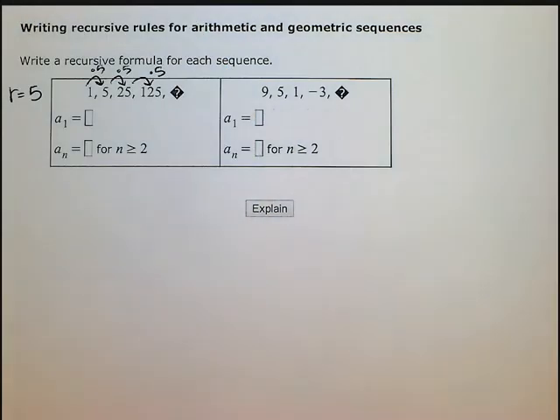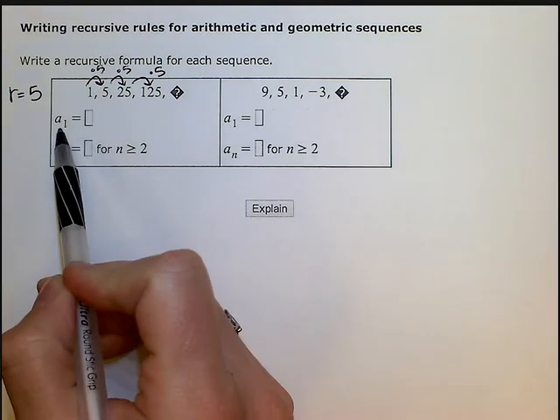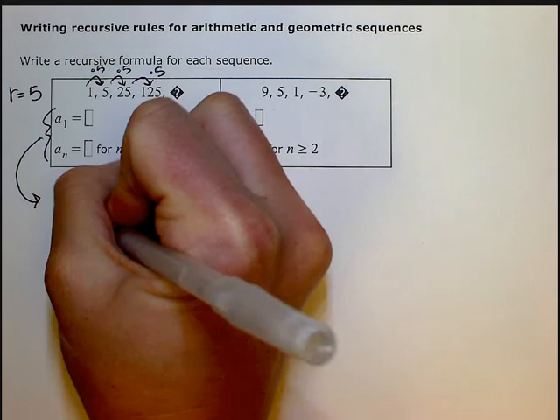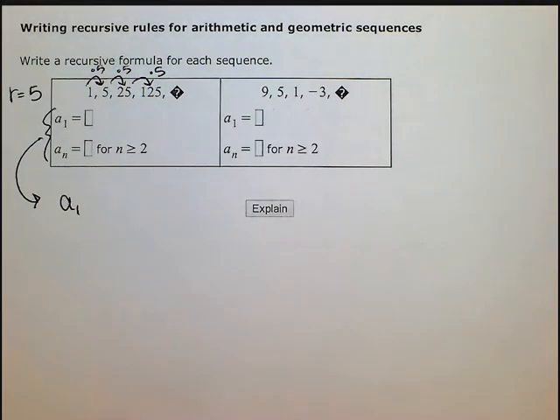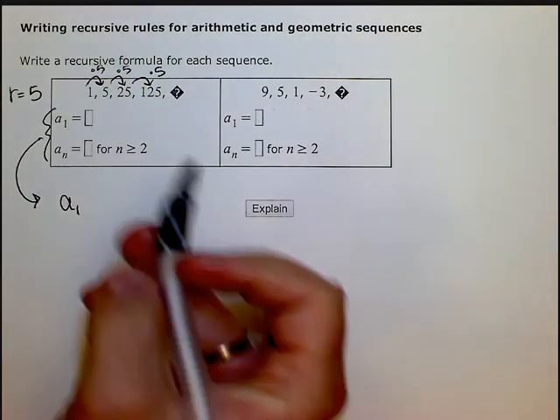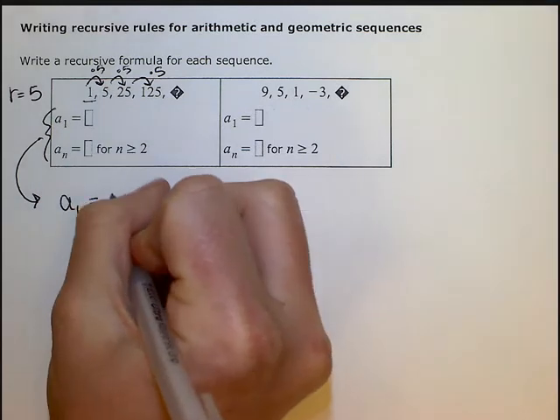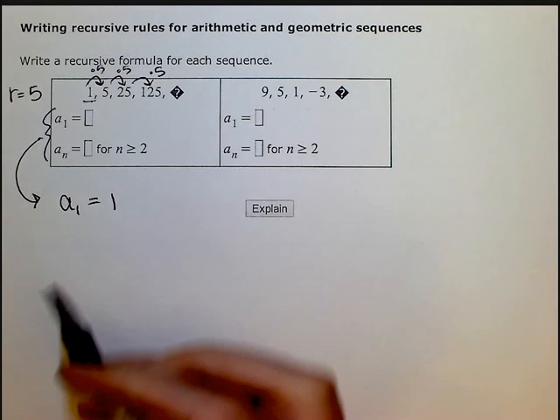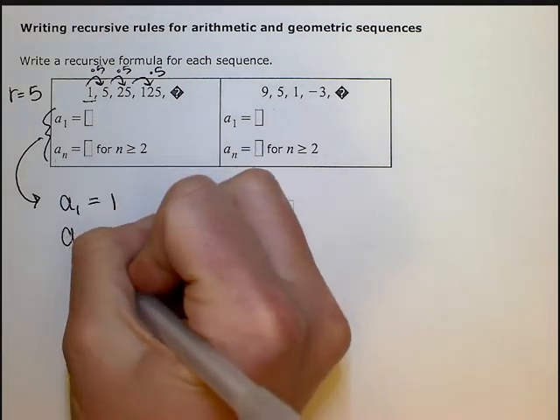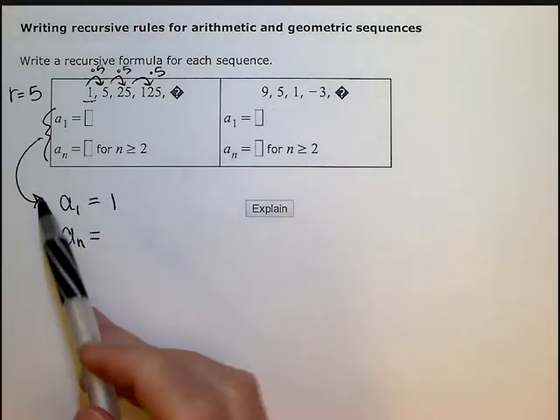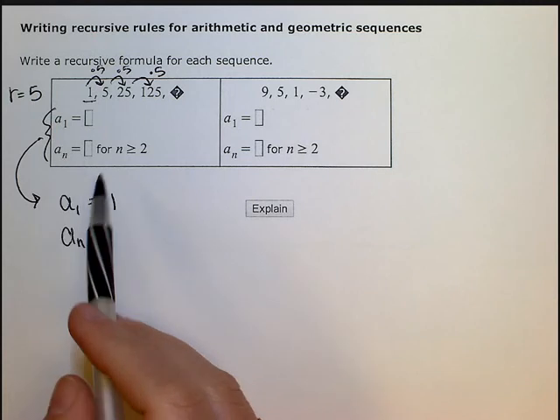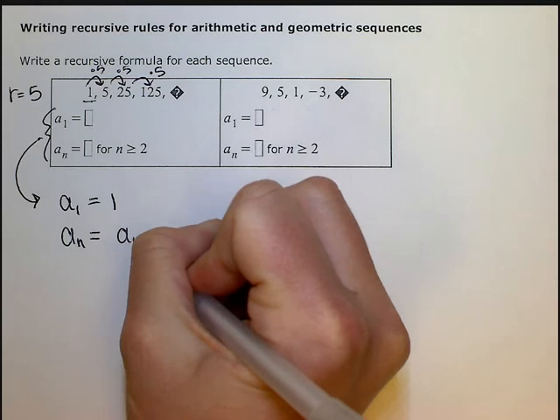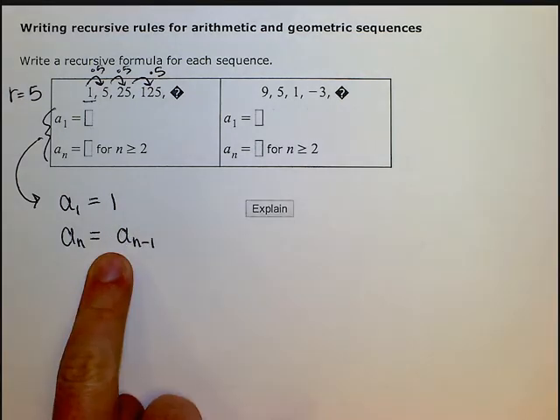Now, I'm going to rewrite this section here down here so I have some more room to write. A sub 1 means the first term in my sequence. I just look up here and see that 1 is the first term in my sequence. So that's all you have to put in this box, 1. Now in order to write my a sub n formula for my recursive formula, I know every time I'm doing a sub n, I know I have to have the previous term, which we write as a sub n minus 1.